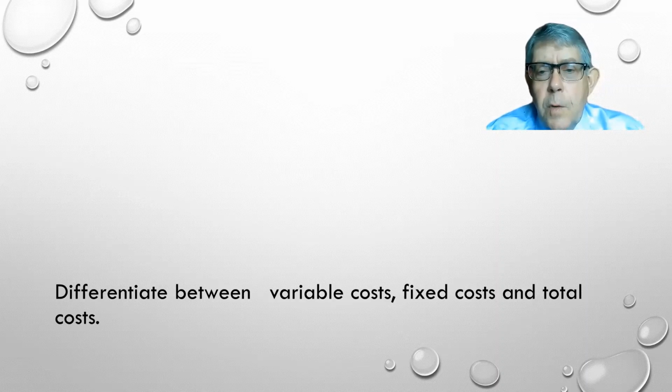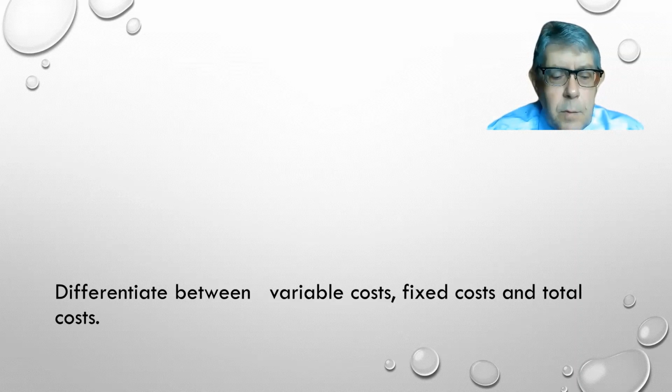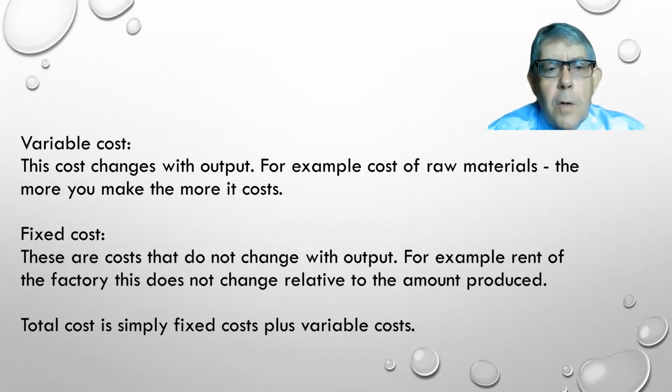Differentiate between variable costs, fixed costs, and total costs. Well, a variable cost is a cost that changes with output. For example, the cost of raw materials. The more you make, the more it costs. Fixed costs, these are costs that do not change with output. For example, rent of the factory. This does not change relative to the amount produced. Total cost is simply the two added together, fixed cost plus variable cost.